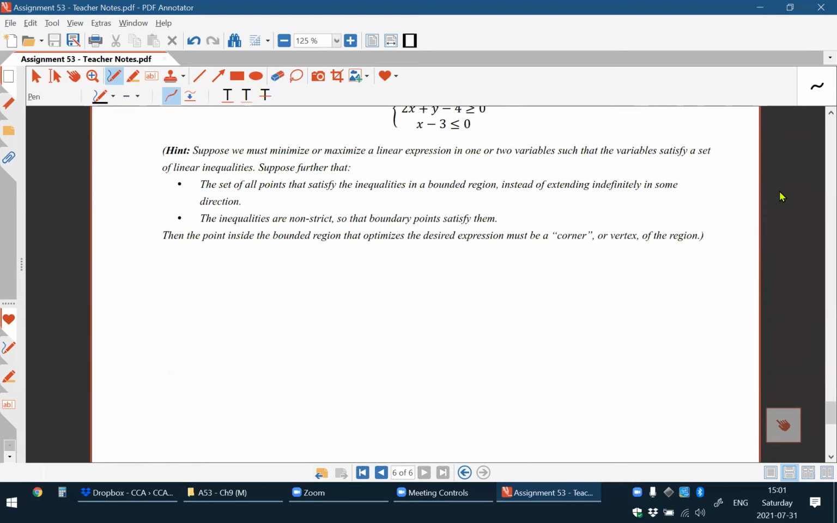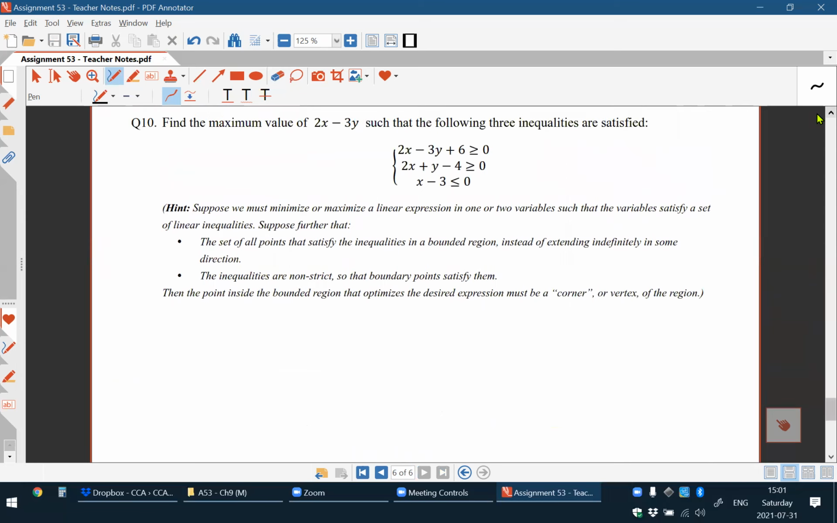Okay, last question. Question 10, which is a linear optimization question. Find the maximum value of 2x minus 3y such that the following three inequalities are satisfied. Okay, so we already know that this is actually a bounded region, right? So the question is, we need to check different values of this expression at the different vertexes of this boundary region and decide which vertex can have a maximum value of 2x minus 3y, right?